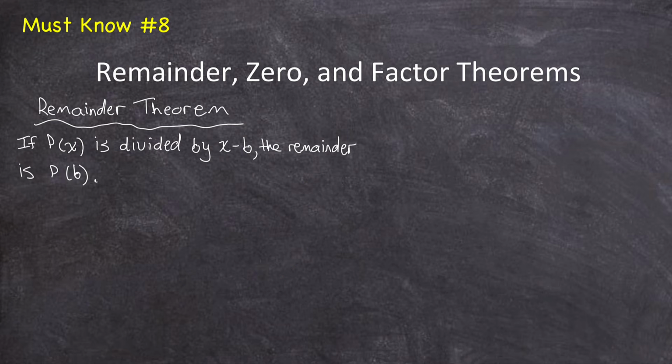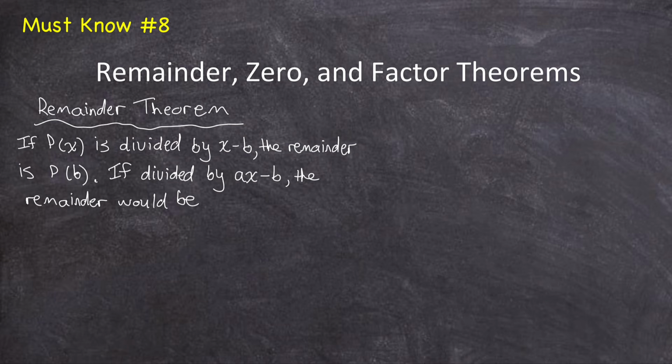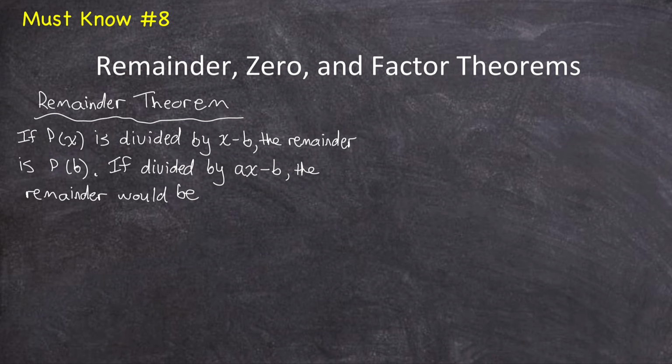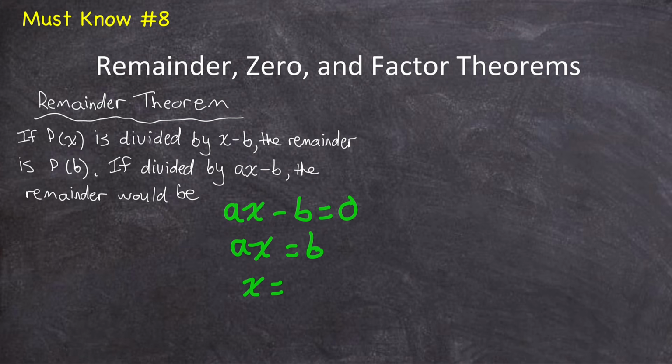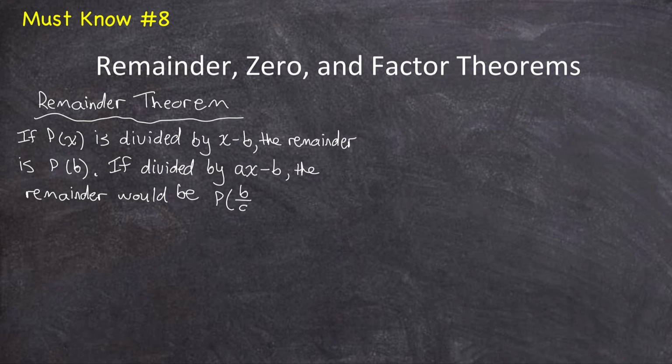So we could extend this a bit further. If we divided by ax minus b, the remainder would be equal to, well, we'd have to sub the 0 of that divisor into p at x. And what makes ax minus b be 0? If we isolate for x, we'd have ax equals b, which means x equals b over a. We would just take that, sub it in for x, and that would give us the remainder. So it would be equal to p at b over a.